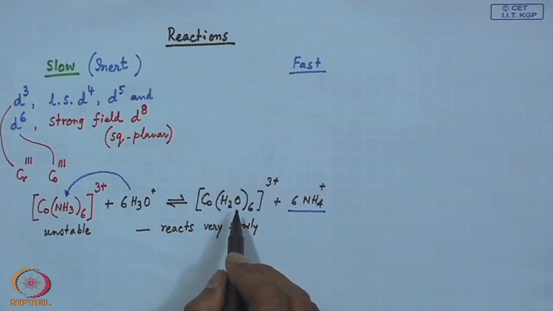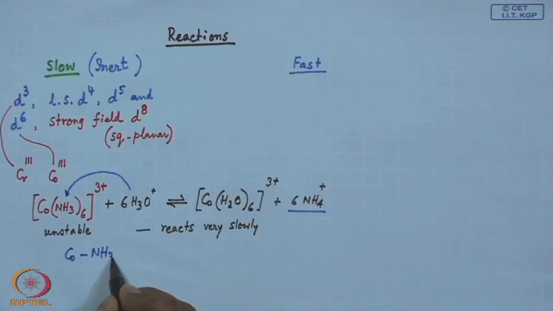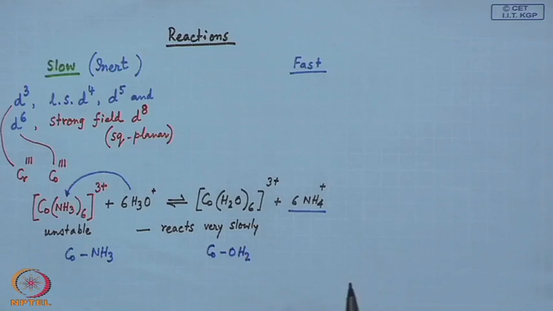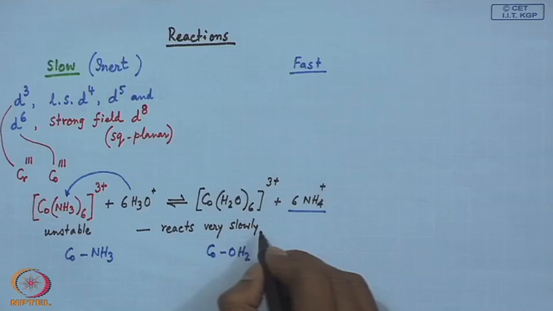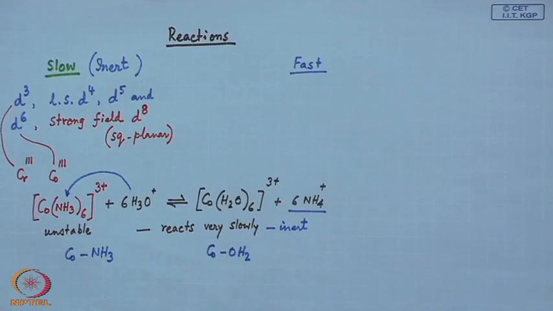Basically, we are going for substitution reactions, where all 6 cobalt nitrogen bonds from the ammonia ligands attached to the cobalt center are substituted by cobalt oxygen bonds of the cobalt aqua group. These react very slowly and therefore, we can label this as an inert compound.